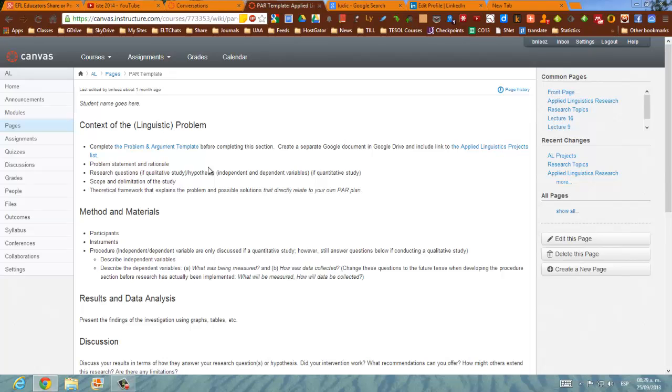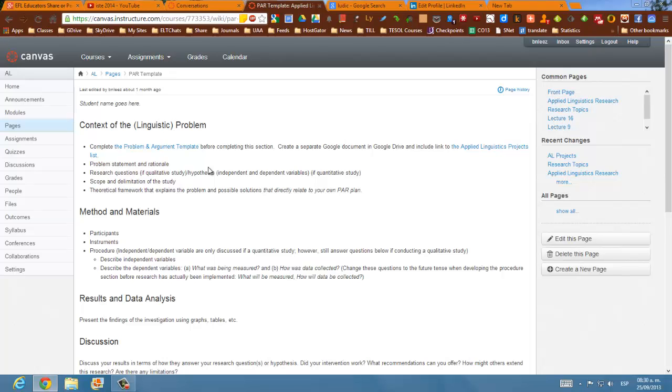Now, the rest of your argument, or the rest of your context of the problem section, will include talk of the problem as well as your solution. So whatever you're trying to implement, that will be a big part of this section. So for example, if you want to try to implement games or gamification into your practice as a way for your students to learn, or perhaps for you to recycle vocabulary.